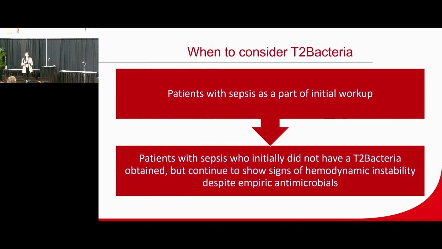When you really should be considering T2 bacteria is in patients as a part of their initial sepsis workup, and you'll see at UofL Health, this is where we've really tried to emphasize it and incorporate it. And then again, if this was not a part of your patient's initial workup with sepsis, you can come behind, and we recommend it in patients who initially might not have had a T2 bacteria, but they're still not improving. And this is because it's not very impacted by the use of antimicrobials.